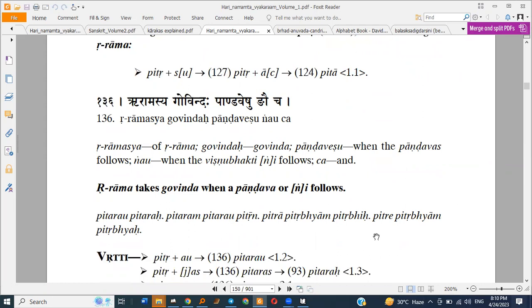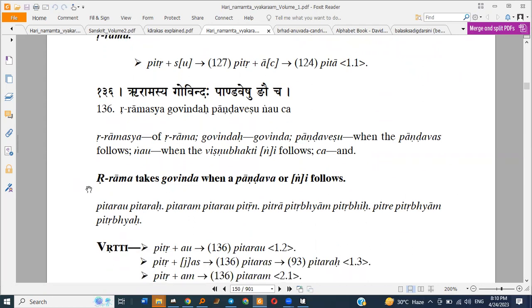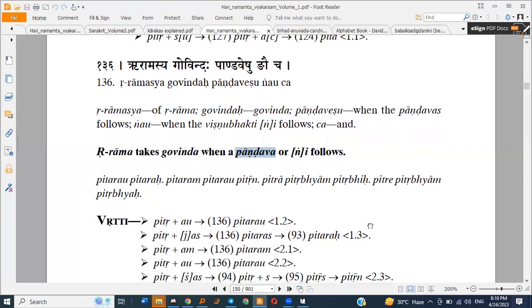Riramasya Govindaha Pandaveshu Naucha. Rirama takes Govinda when a Pandava or me follows. What is Pandava? The first five Vishnu Bhaktis are the Pandavas. So when either the Pandavas are following or the 7.1 Vibhakti Ni is following, then the word ending with Ri Rama takes Govinda.